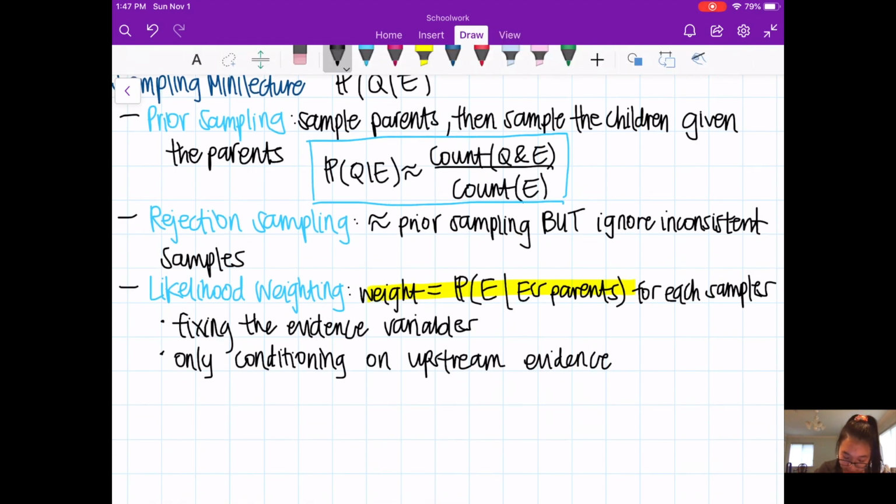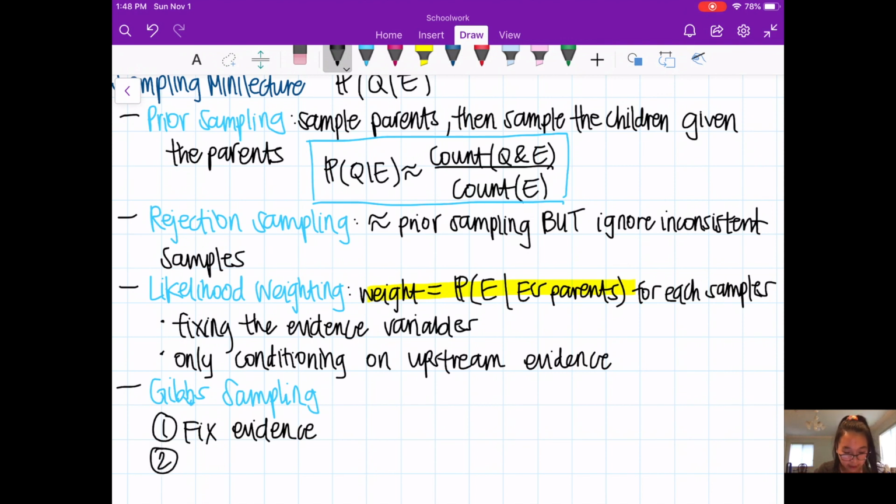And then the last type is what we call Gibbs sampling. And Gibbs sampling is more multi-step, so specifically we have the first step where we fix the evidence, and that just means setting it to the constant value that we want, and then we initialize other variables randomly.